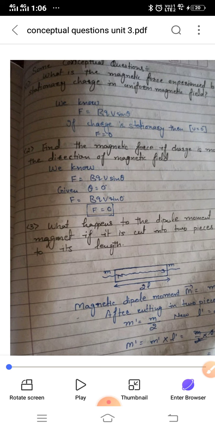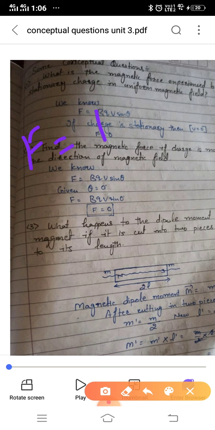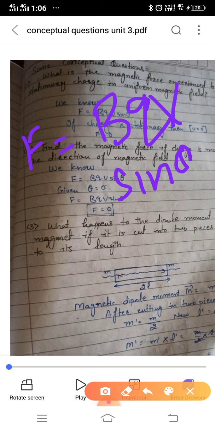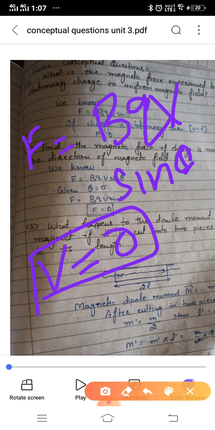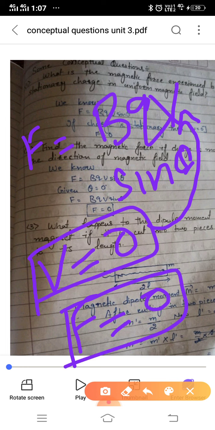But you have to write in a systematic way. You have to write that we know force F is equal to BQV sine theta. Now the charge is stationary, that means it is not moving, means velocity is equal to 0. Put this velocity equal to 0 in place of v, so F will also be equal to 0. If it comes as an MCQ, then you can directly take the answer, but if this question comes for 2 marks or 3 marks, then you have to do it stepwise.